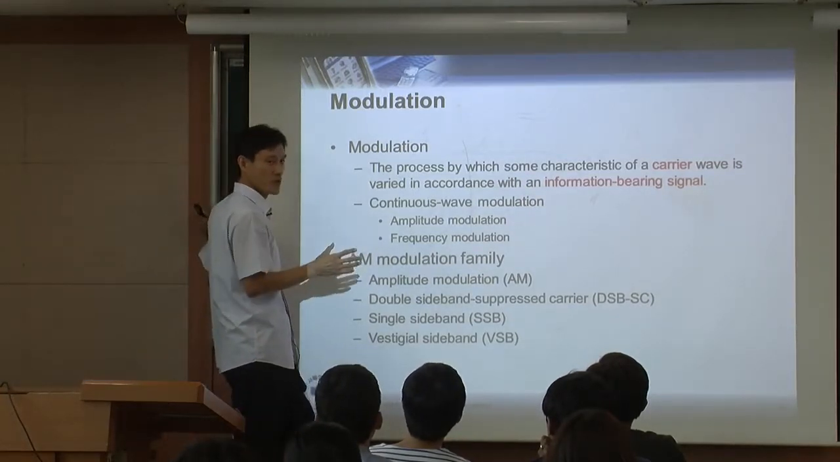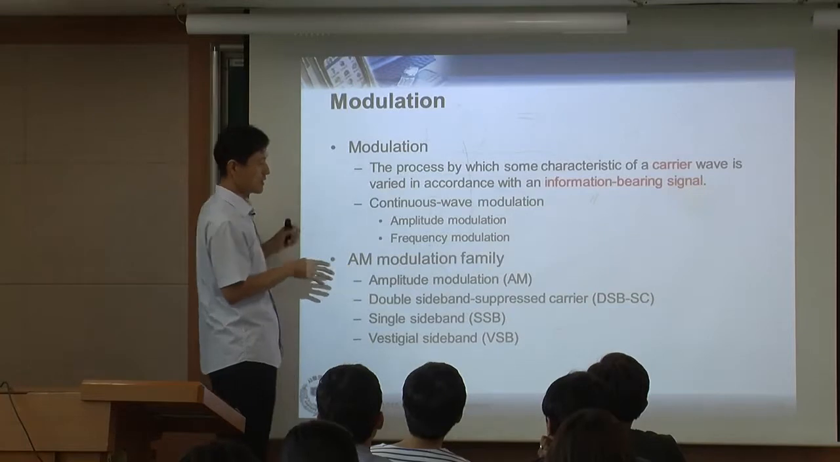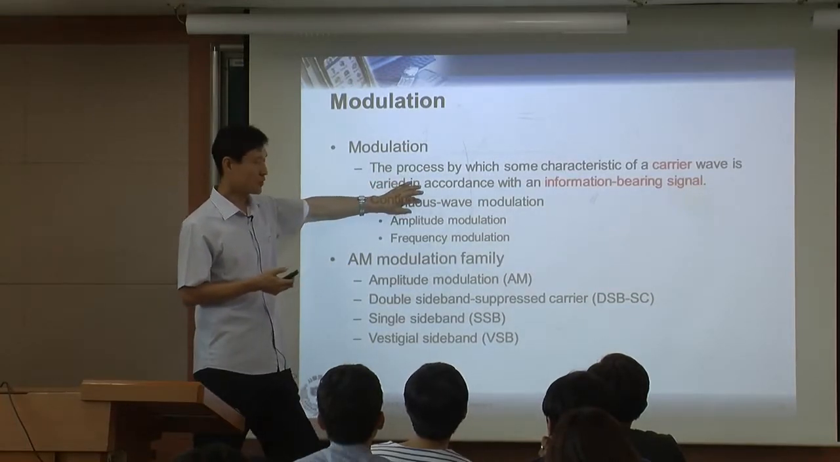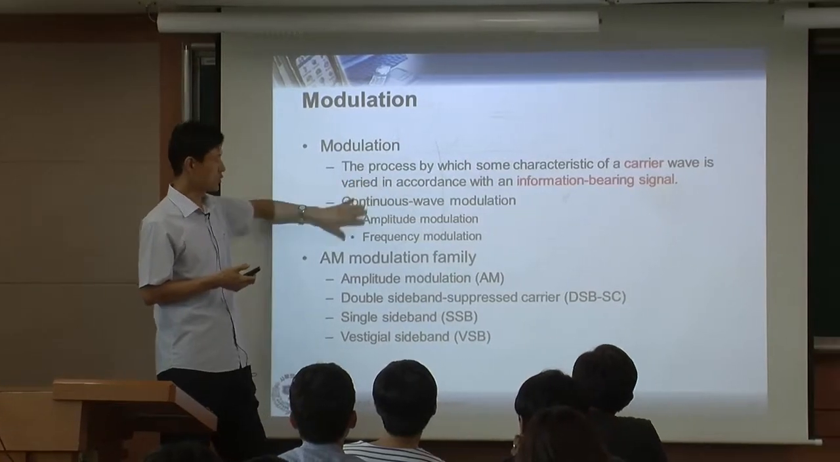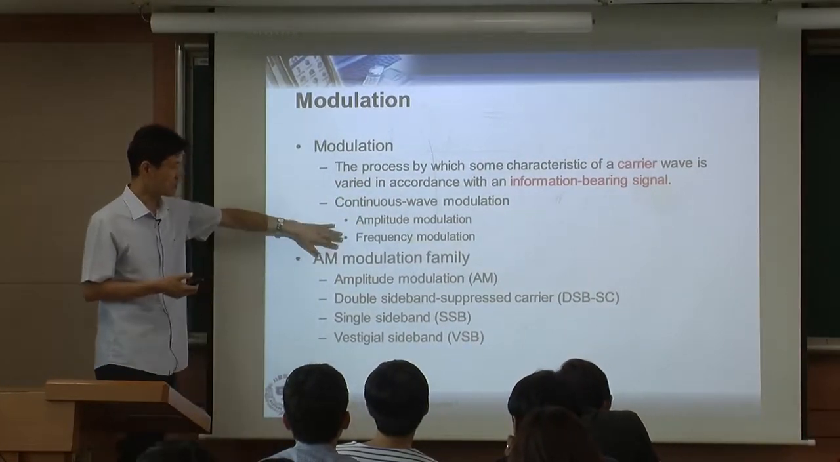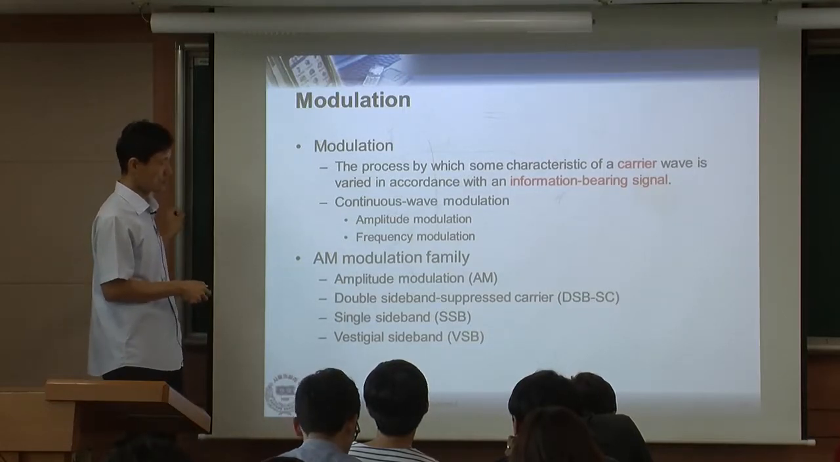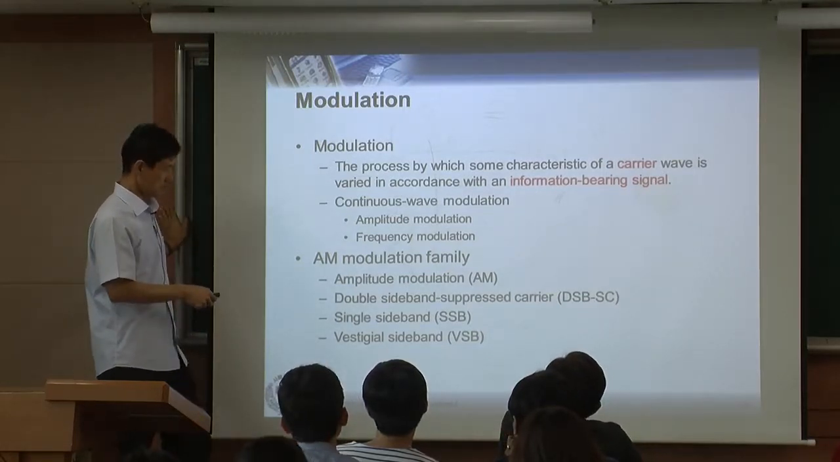We have many different modulations. Throughout this course, we'll talk about many, many different modulations. But in continuous wave modulation, or we can say analog modulation, we can think about two different ones. Actually, one more, but generally we have two. One is amplitude modulation. We'll talk about this one today.